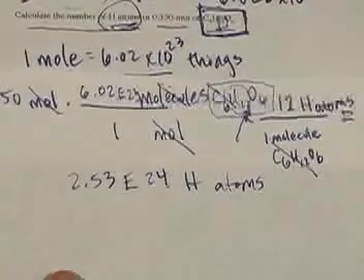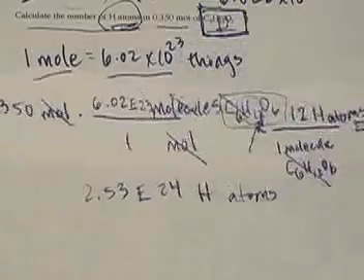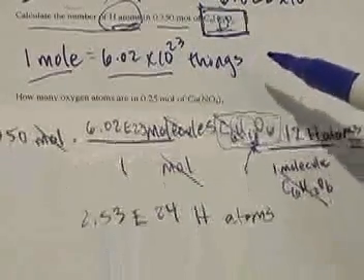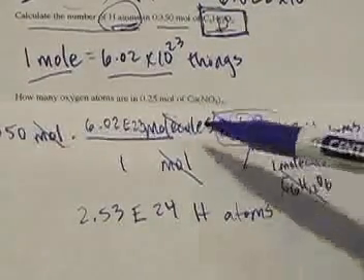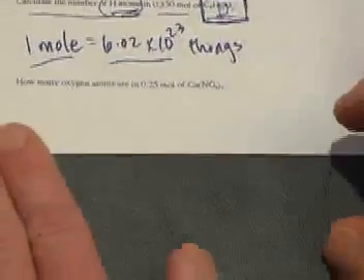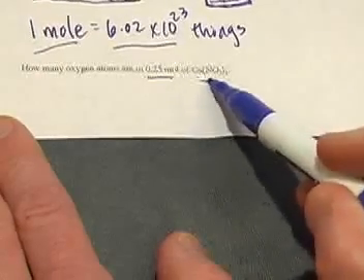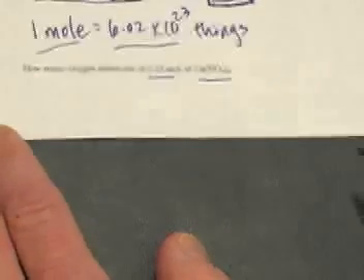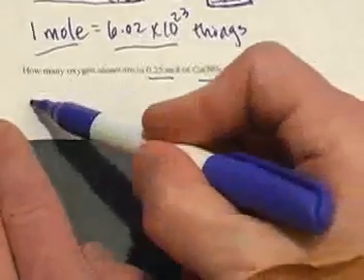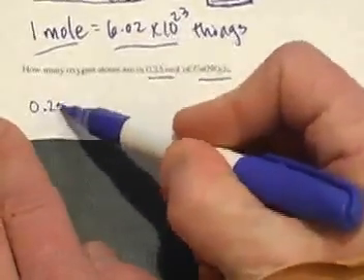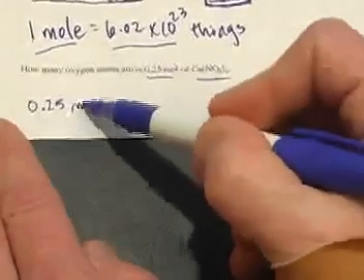That's one example of how we can use the mole as a counting unit to tell us how many things or how many atoms, molecules, or ions there are in a substance. Let's do a second example of that. This one says how many oxygen atoms are in 0.25 moles of CaNO3? Well, I'll start with the number that they give me, 0.25 moles.